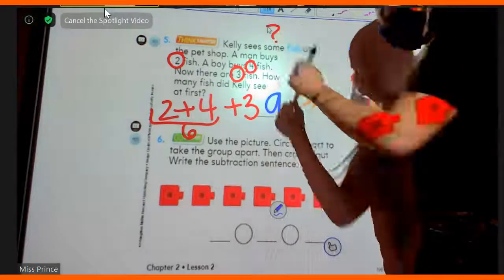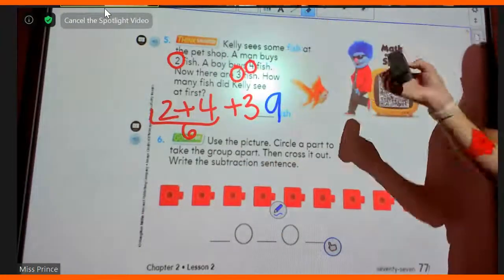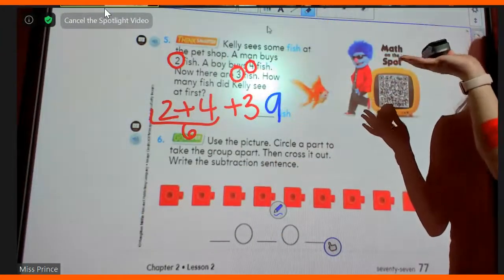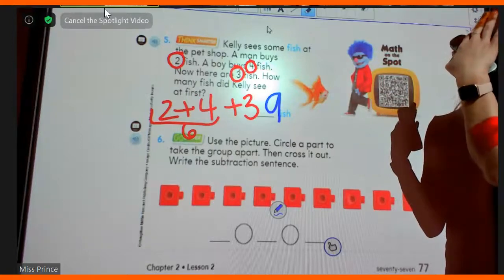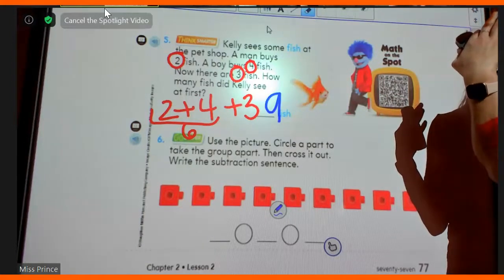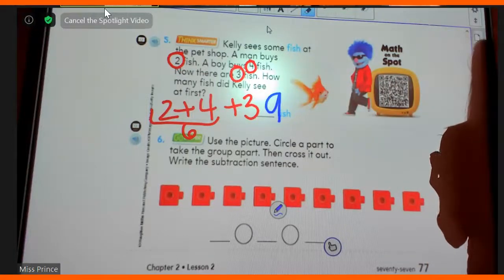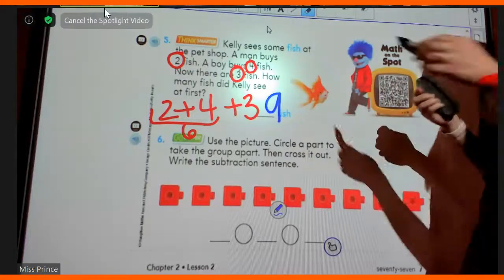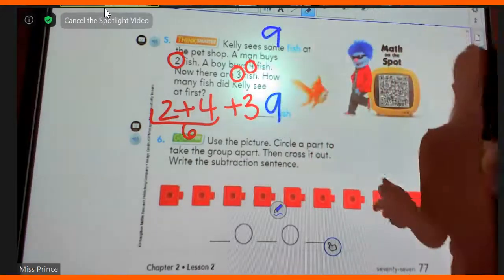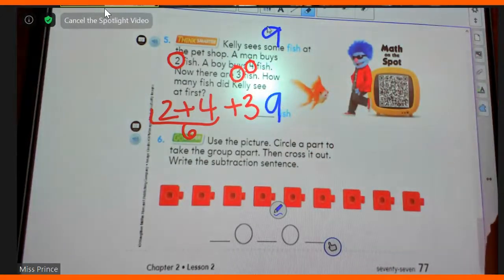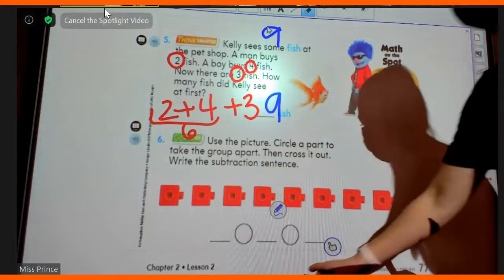Our mystery number was, I'm going to freeze because I hear 3 kids talking while I'm teaching, and that is not showing respect. Thank you. What was our mystery number? Liam, thanks for raising your hand. 9.